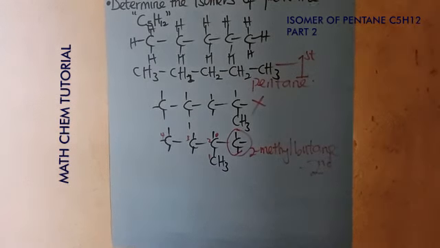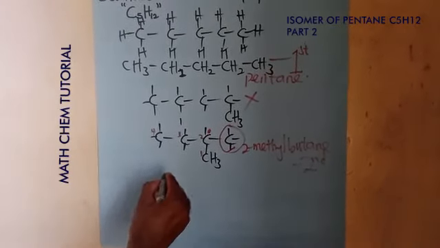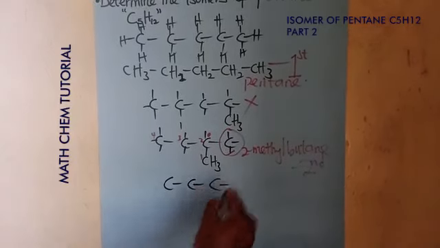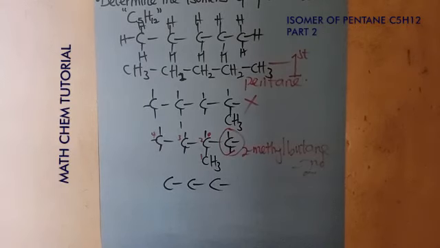Then the next thing for me to do now is to reduce the number of carbon in my parent chain into 3, such as propane. So then I'm going to have 2 carbon atoms left. Now let me reduce it to 3: 1, 2, 3. Can you see that now? That means I have 2 carbon atoms left.